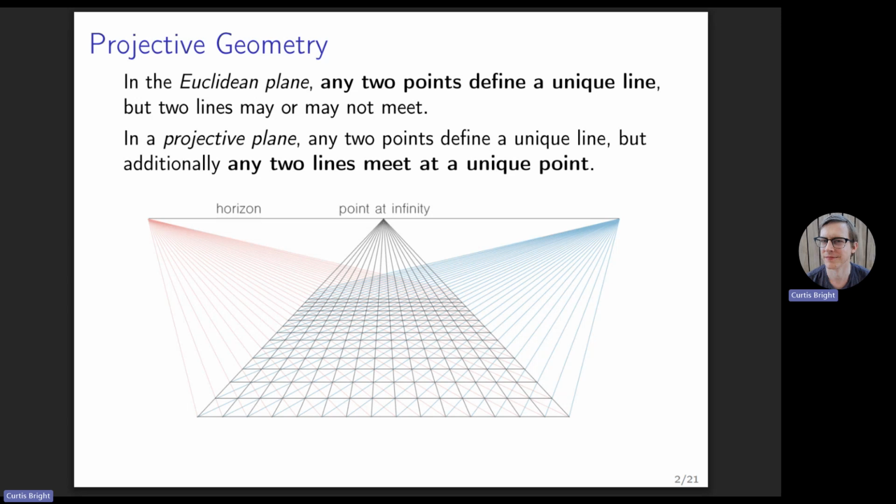If you think about the artists who first started painting scenes in 3 dimensions onto a canvas, they realized that parallel lines in 3 dimensions would actually meet on the horizon, or at least they seem to meet. So what you can do is add a new line into your plane, this line at infinity, and then the formerly parallel lines, like these black lines on the screen, are now going to meet at this new line at infinity. And so what we've constructed here is called a projective plane, where any 2 lines are going to meet.